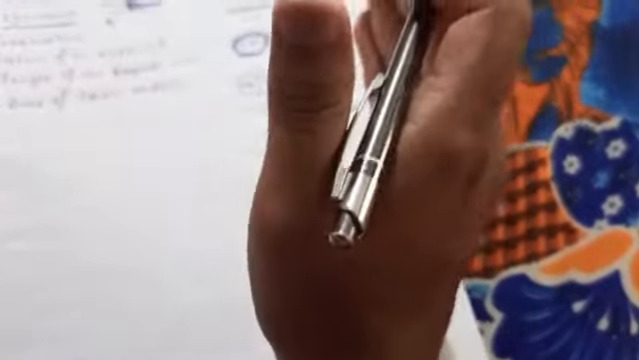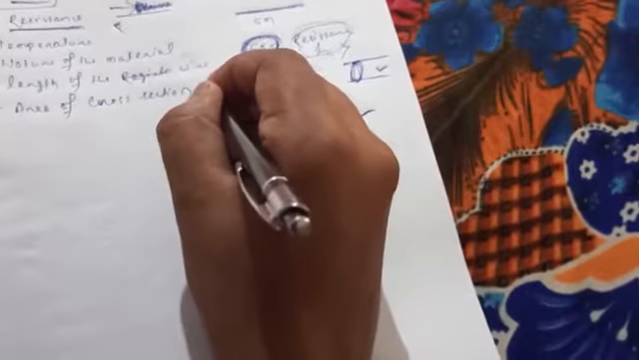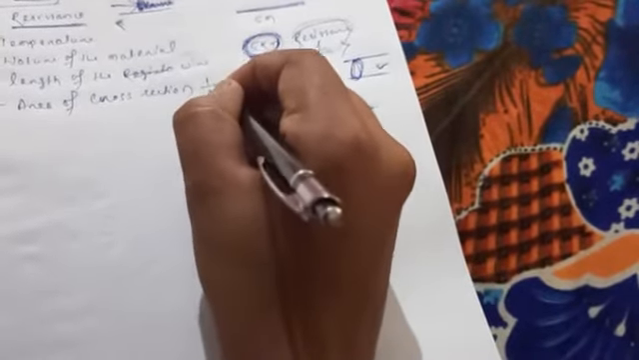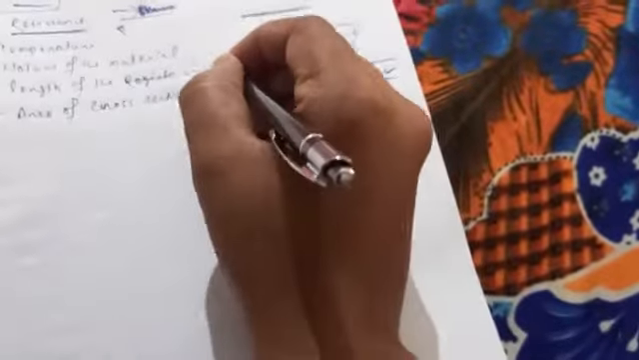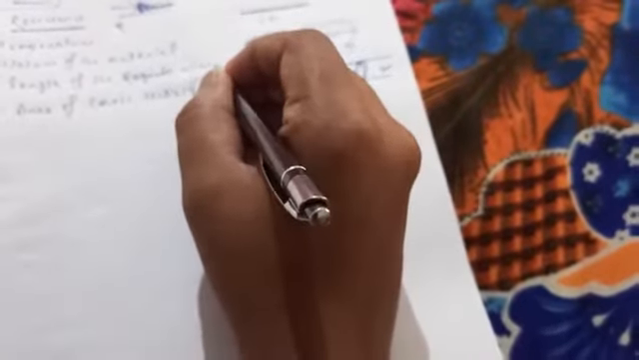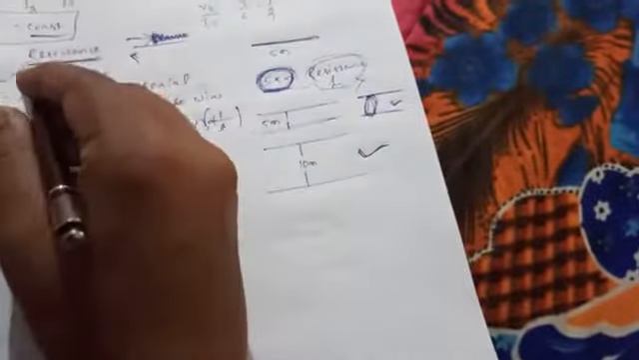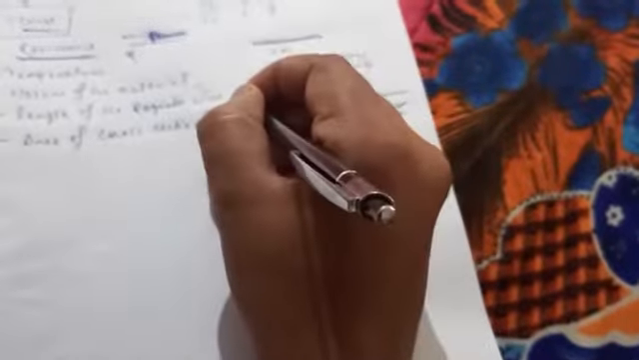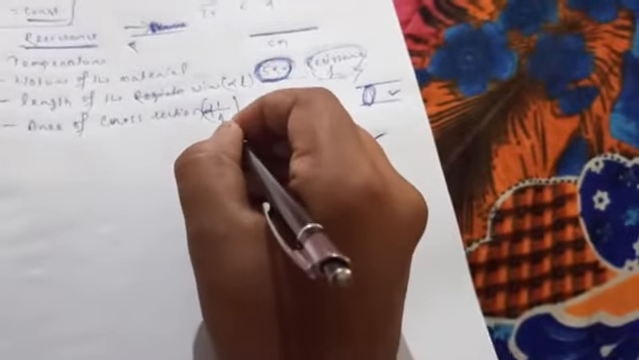If the cross section of the wire is less, then resistance is more. That means it is inversely proportional to the area of cross section. But with length, it is directly proportional. That means large length, so large difficulty. Resistance is one type of difficulty, you can say. So it is directly proportional to the length, but inversely proportional to the area of cross section.